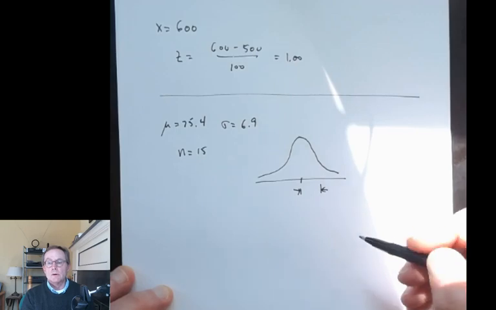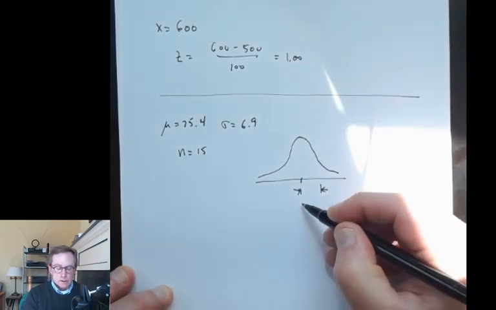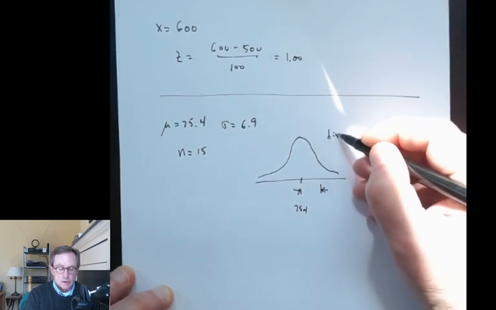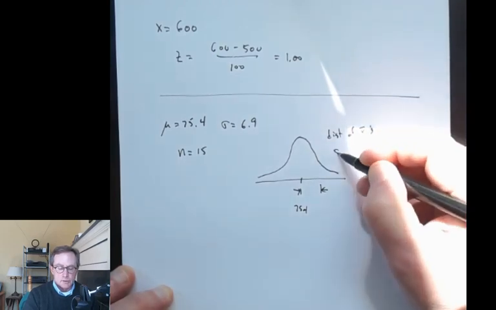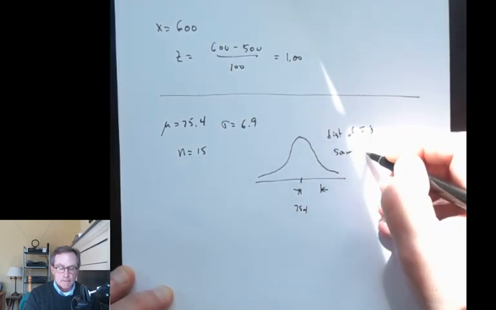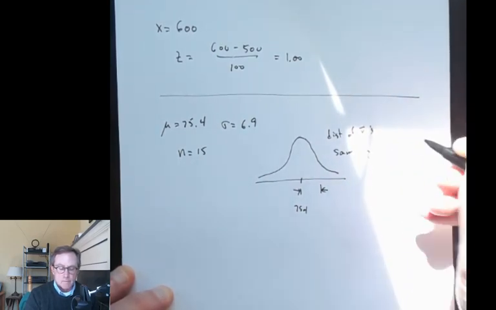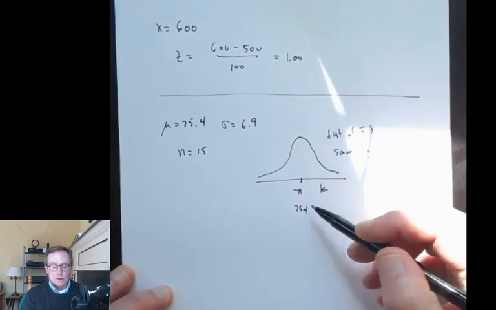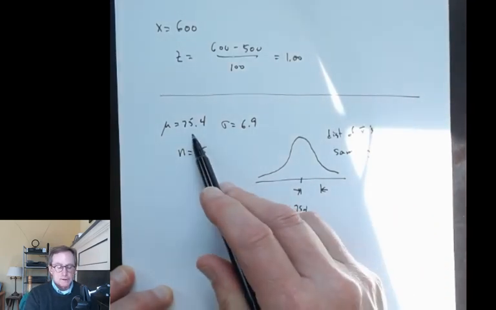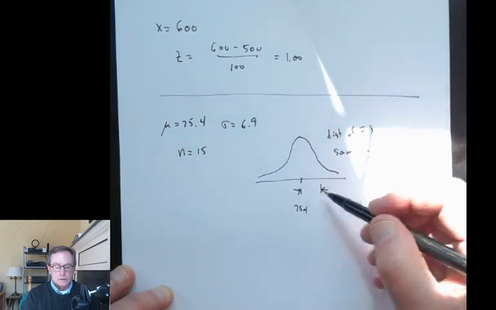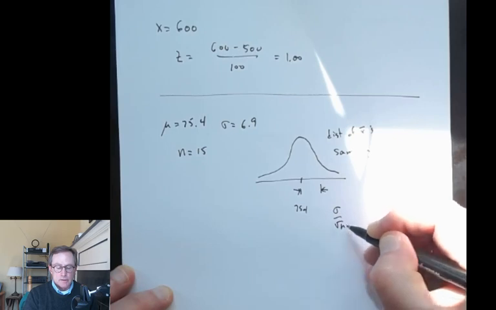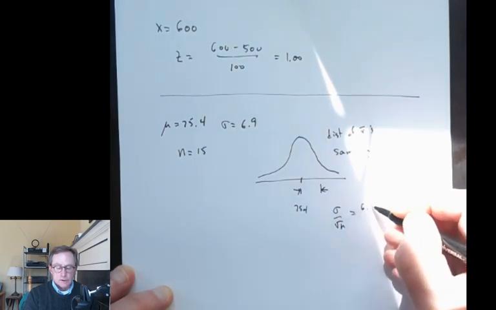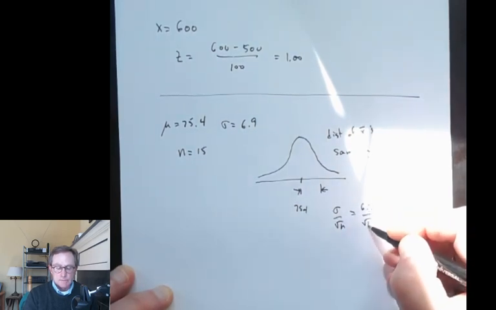Okay, well the middle is going to be the same middle. The middle is going to be 75.4. So this is the sampling distribution, the distribution of X bars. The middle is 75.4, same number. What's the story with the spreadedness? The spreadedness is going to be sigma over square root of n. So that's going to be 6.9 over square root of 15.